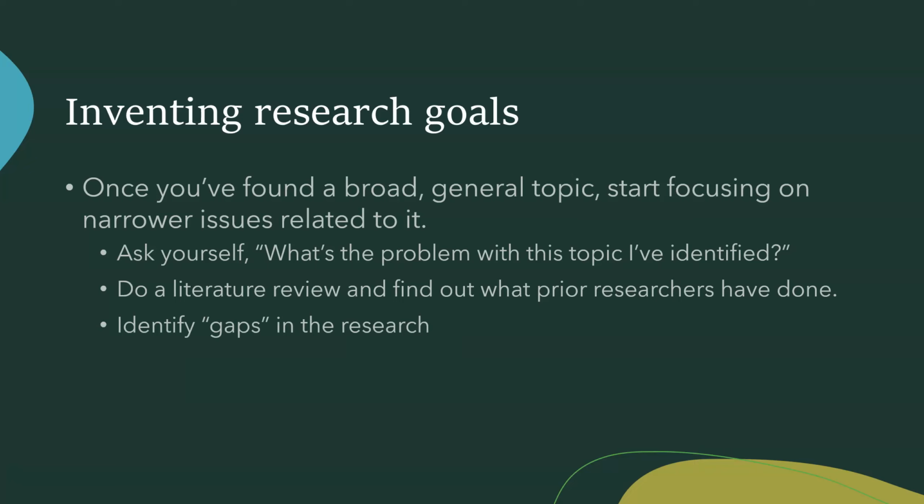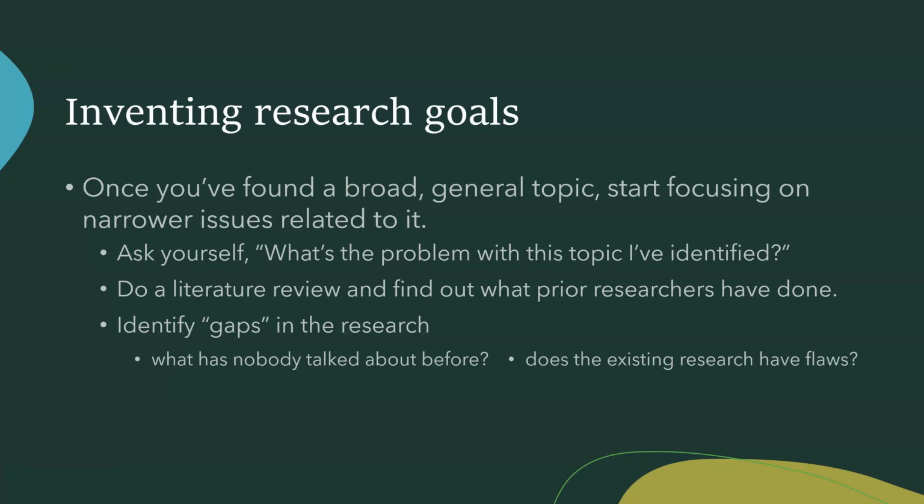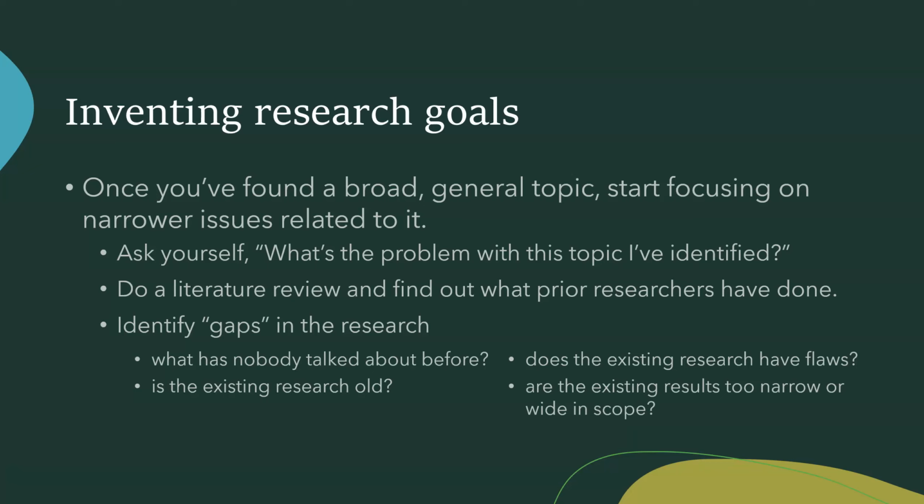Then, once you've done that, you can start to identify gaps in the research. In other words, things like topics nobody has talked about before. Maybe the existing research has flaws. Is the existing research old? Has nobody looked at this in years? Maybe it has changed? Maybe the existing results are too narrow and they only apply to one little situation? Or are they just massively wide in scope and you aren't sure that they're actually going to work in a certain situation? And maybe you should find out if they're going to work there. These are possibilities.